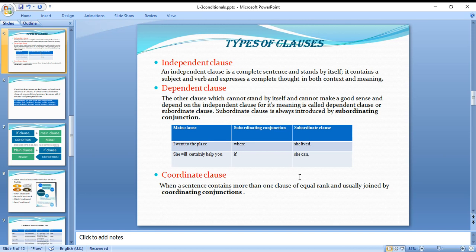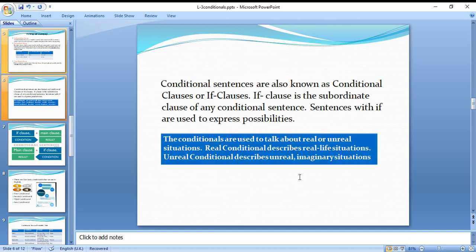When a sentence contains more than one clause of equal rank and usually joined by coordinating conjunctions. Coordinating conjunctions are like and, both and, either or, neither nor, etc.